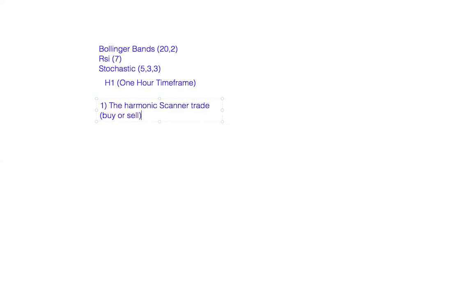So the harmonic scanner will naturally call a trade. You just need to make sure that the trade is ready. You need to identify which direction the harmonic scanner is telling you to go to, whether it's a buy, whether it's a sell, right? So that's the first thing. So that'll be our first confirmation. If the harmonic scanner is telling us to buy a trade, we then need to make sure the other confirmations align with what the harmonic scanner is telling us.